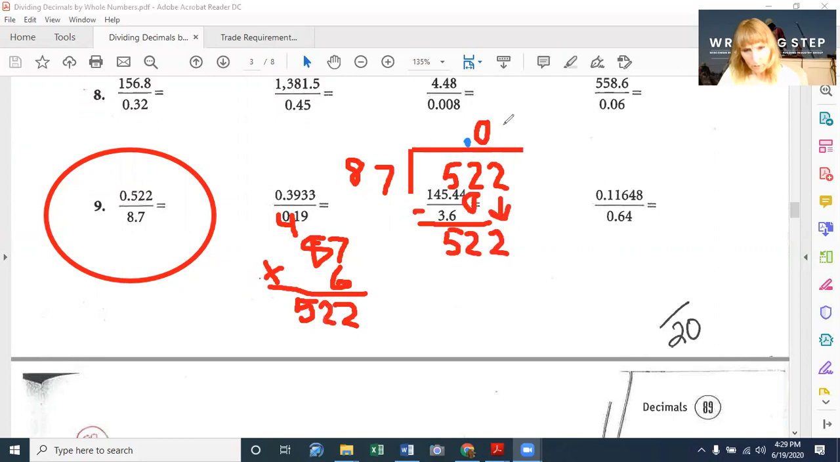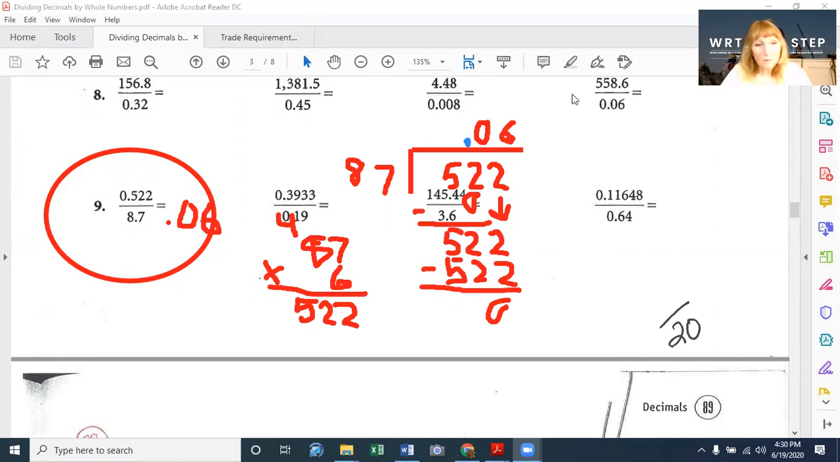So we're going to put a 6 up here. 6 times 87 is 522. And we subtract 522 minus 522, and that gives us 0. So that answer is 0.06. So don't forget, you've got to put the 0 in that number when you're dividing. 0.06.